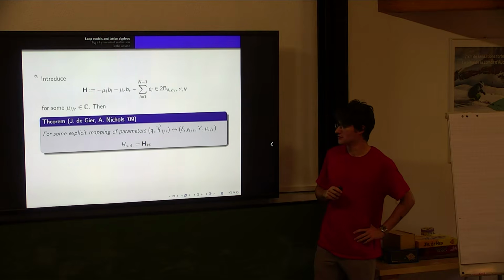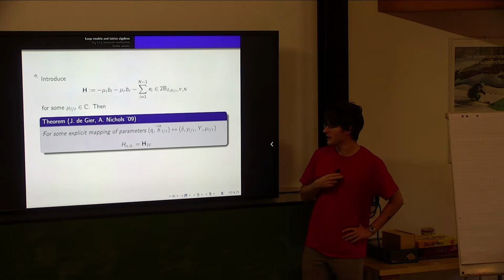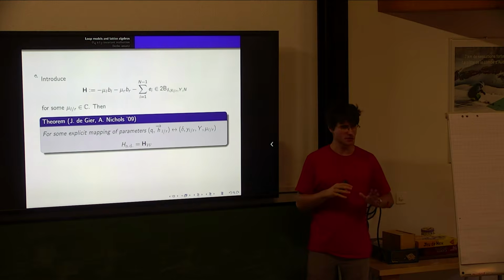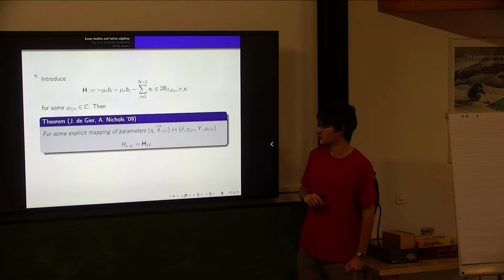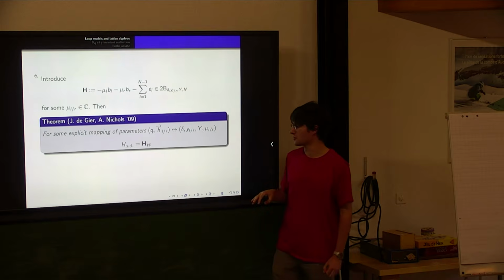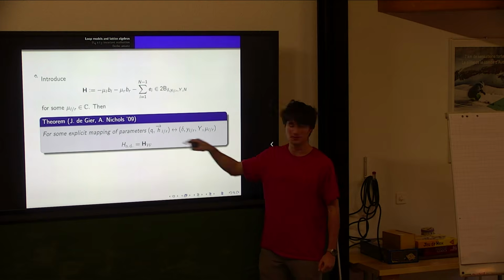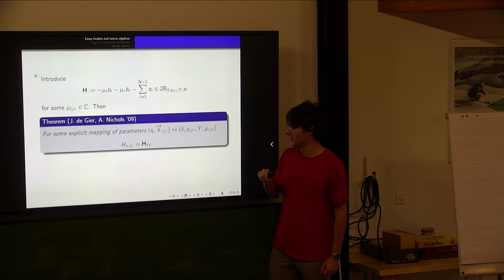And then there's a theorem by Decomposition and Nichols, so it's exactly the paper I just told you about. It's quite a technical theorem, but let me just state it like this. There's some explicit mapping of parameters. Recall that the non-diagonal XXZ Hamiltonian depended on 7 parameters, Q and the boundary. So there's 7 parameters. And here in this object, there are 6 parameters.